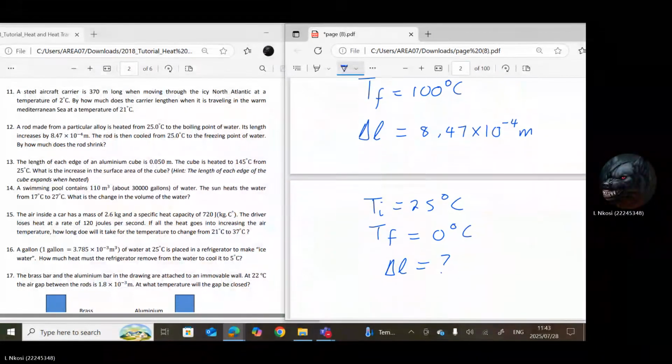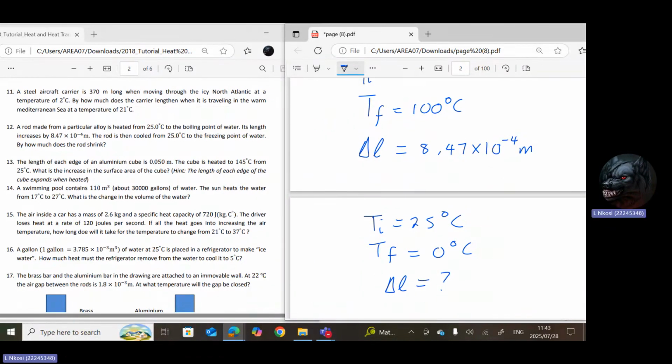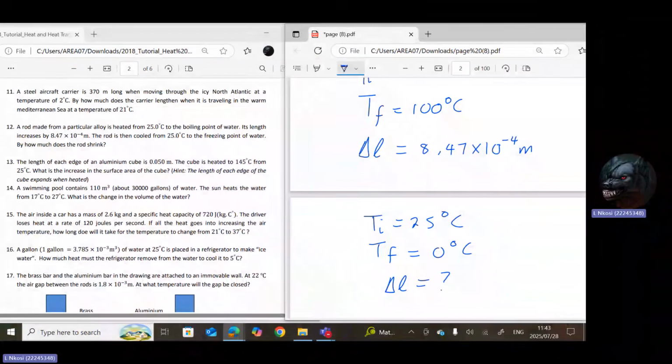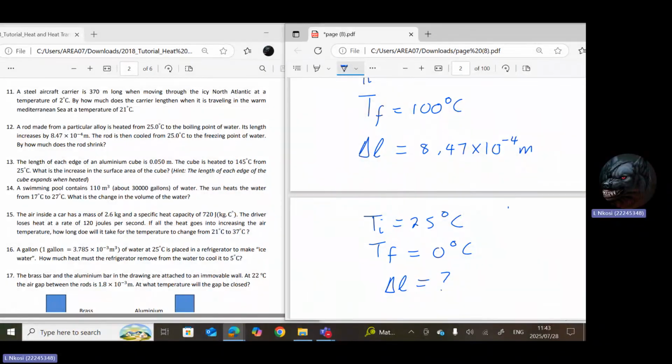This is clearly an example to show you that when the temperature increases, the length will increase, or it will expand. Then when the temperature decreases, from 25 to 0, the length decreases. The change in length in this question is a shrinkage. Just calculate how much it will shrink and not expand, even though the topic is thermal expansion.